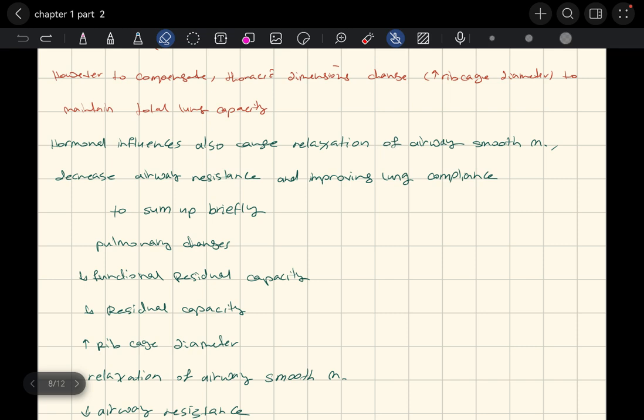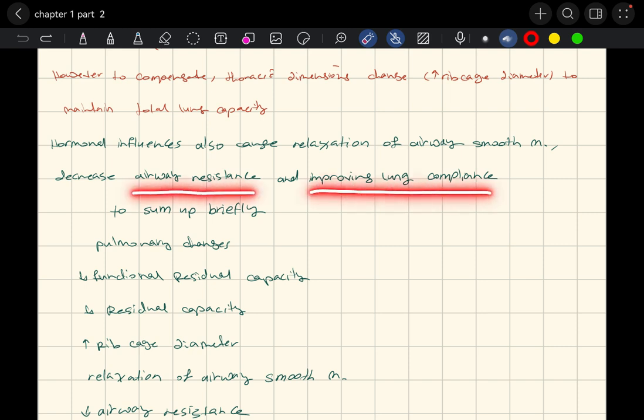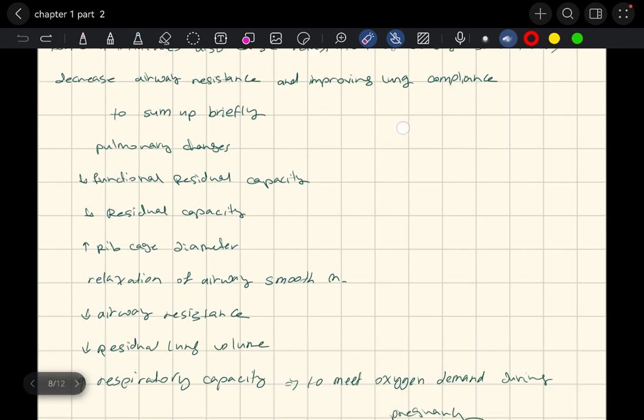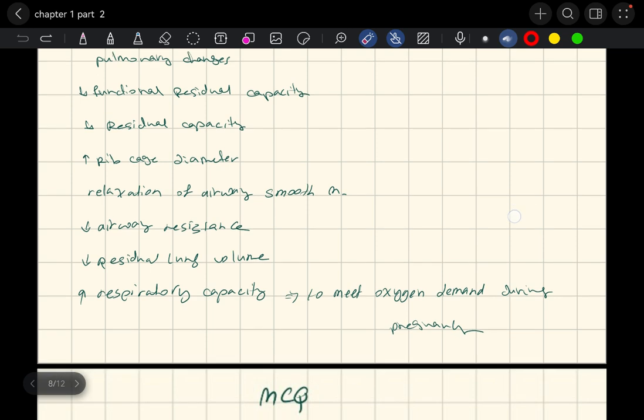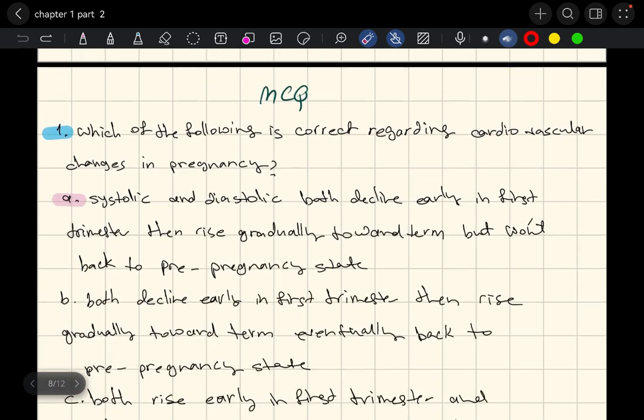Hormonal influences also cause relaxation of airway smooth muscle, decreasing airway resistance and improving lung compliance. To sum up briefly, pulmonary changes: low functional residual capacity, high rib cage diameter, relaxation of airway smooth muscle, low airway resistance, low residual lung volume, and high respiratory capacity to meet oxygen demand during pregnancy.